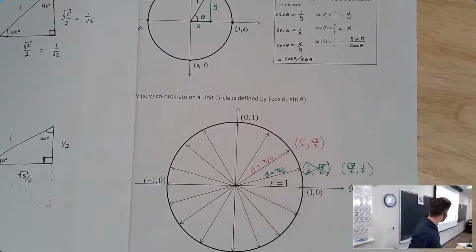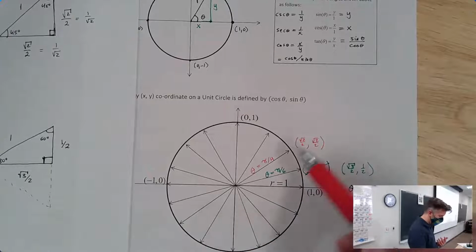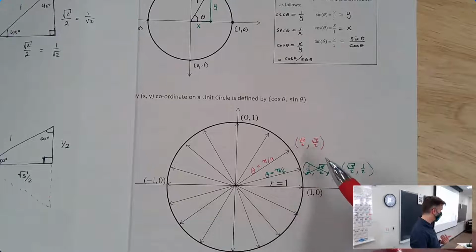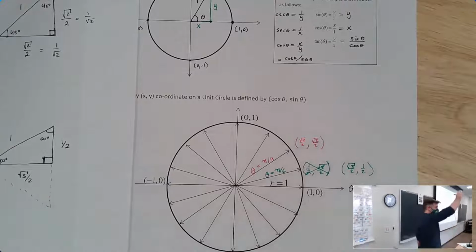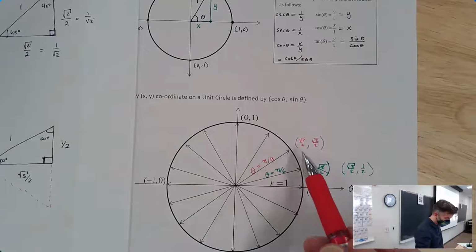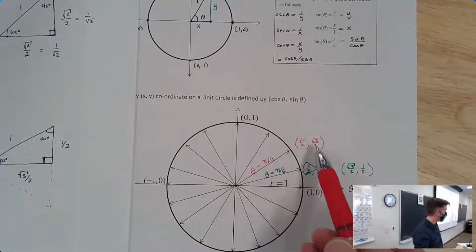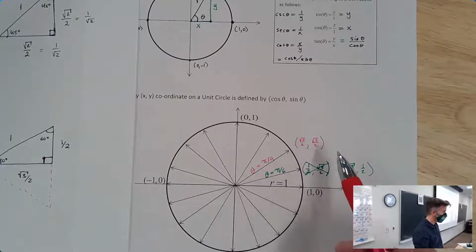Which kind of makes sense if you think about it, because if this angle is 45 degrees or pi over 4 radians, that's on the line y equals x. If you're making a 45-degree angle, you're on the line y equals x. And so the x and the y value should be the same. And the cosine value is the x coordinate, sine value is the y coordinate. So those should have the same value.